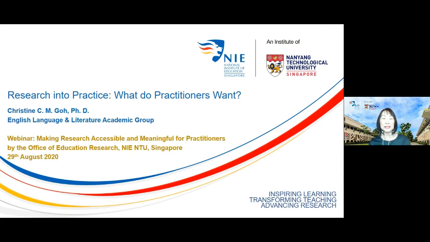What I'm going to talk about today is what do practitioners want? Now, you have heard both Mark Belden as well as William Renandia talk about making research accessible and meaningful. So what I'm going to do is to continue from there and to bring in a more personal perspective of my understanding of what practitioners want, and also how we can make research accessible and meaningful for them.